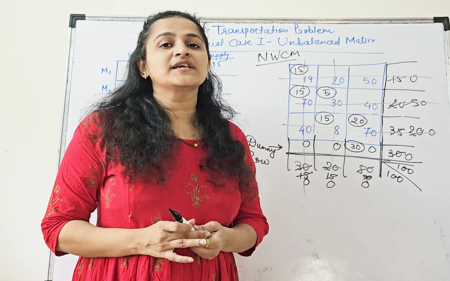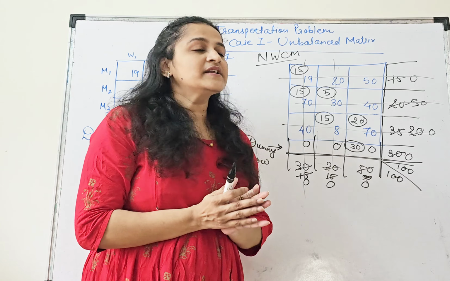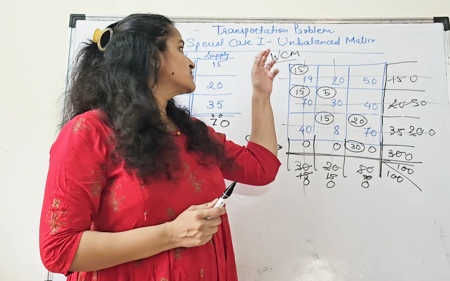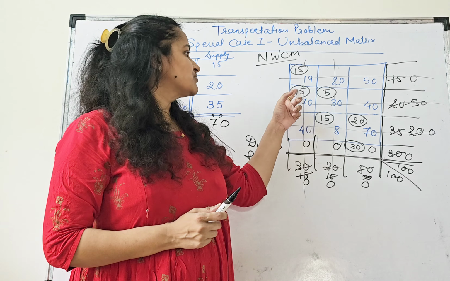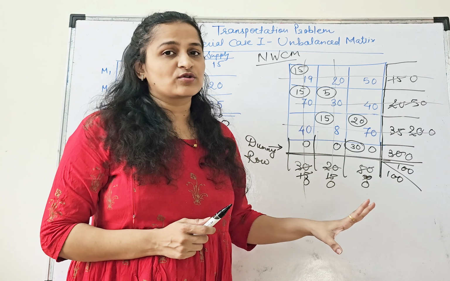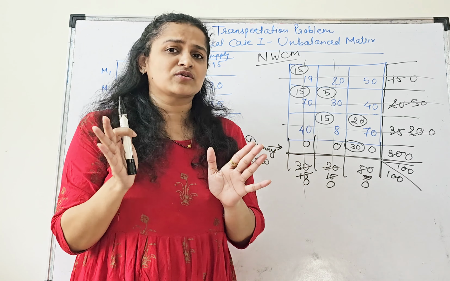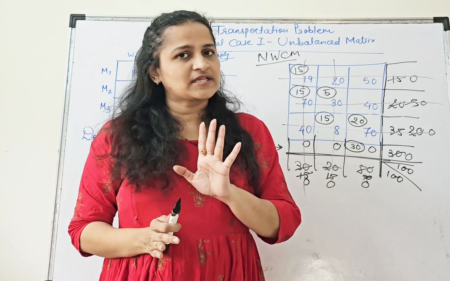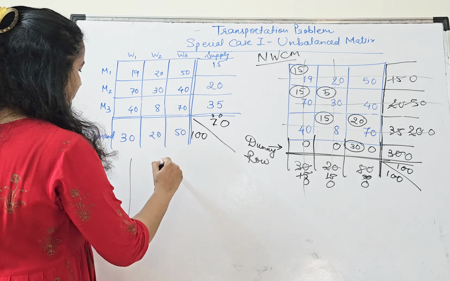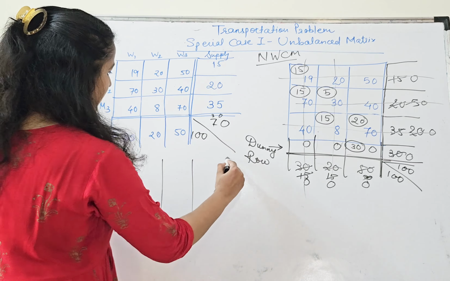You have to find out the total cost required for this transportation problem by using the northwest corner method. How do you find it out? Cost into the allocation, cost into allocation, and then the grand total of that will give you the total transportation cost to solve this transportation problem by using the northwest corner method. As I tell you, always draw the table in the end so that it becomes easier for the examiner to check and you get the full marks for that.